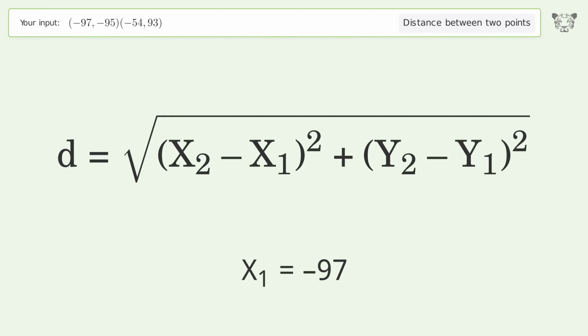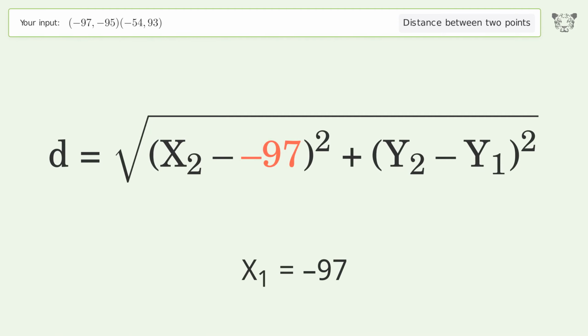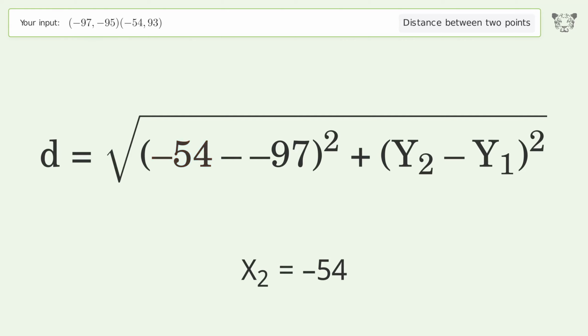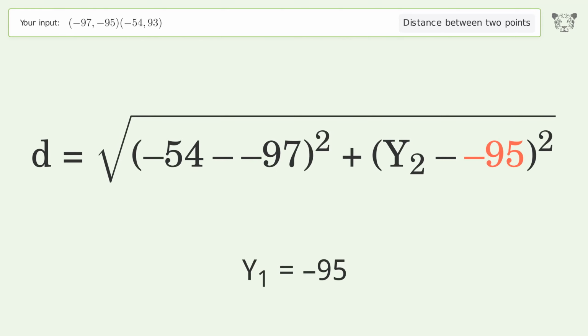x1 equals -97. x2 equals -54. y1 equals -95. y2 equals 93.